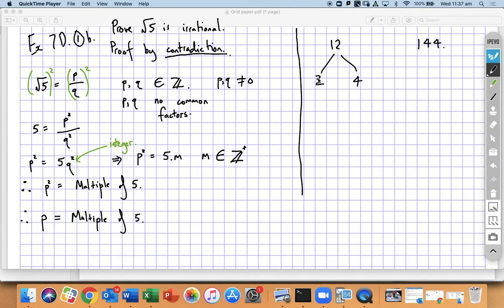Now that one's prime. The 4 I could break down as 2 times 2. So I could represent 12 as being 2 times 2 times 3 equals 12. These are the prime factors. Could have said 2 squared times 3 equals 12. Right. What about factors that are in the square, like the P squared?